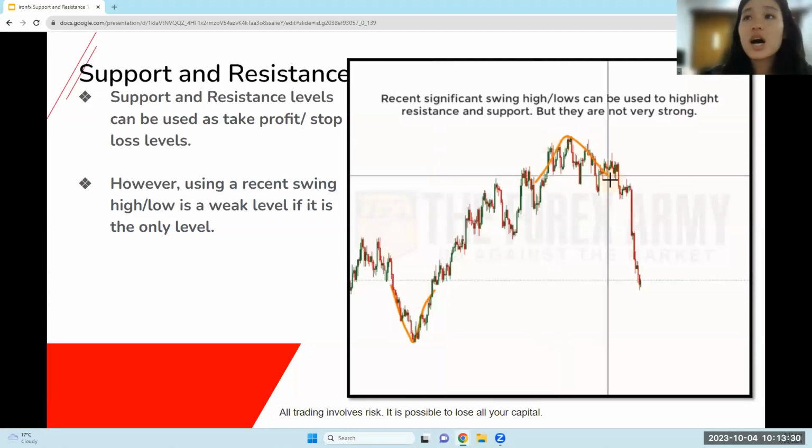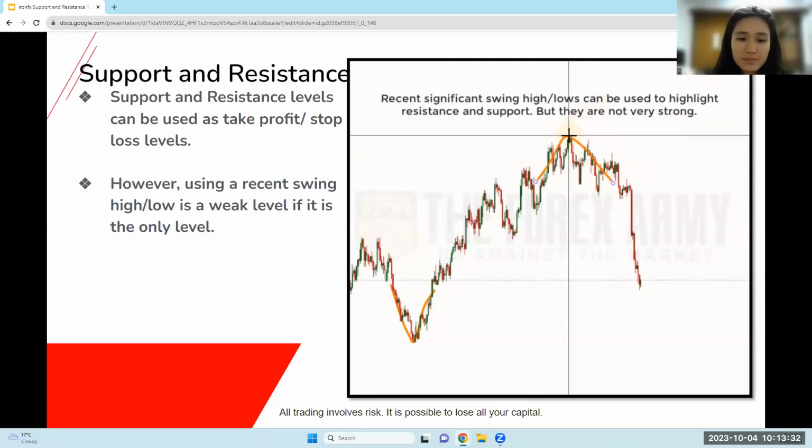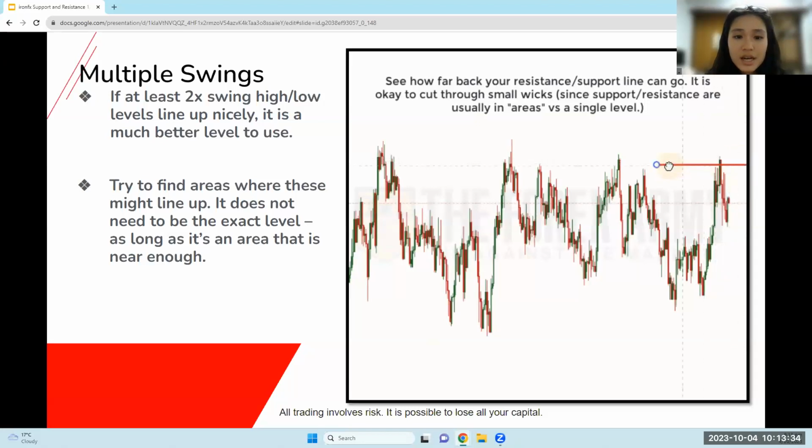So I'll show you what exactly I mean by that. So this is typically what you want to look for. So we're looking for multiple swings.